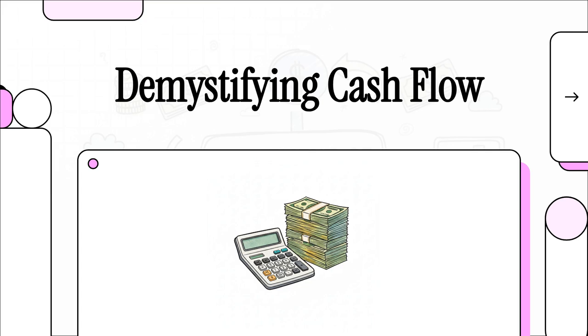Okay, so today we're tackling a classic business mystery. How on earth can a highly profitable company still run out of money and end up bankrupt? Well, the answer isn't sitting on the income statement. It's actually hidden deep within the statement of cash flow.